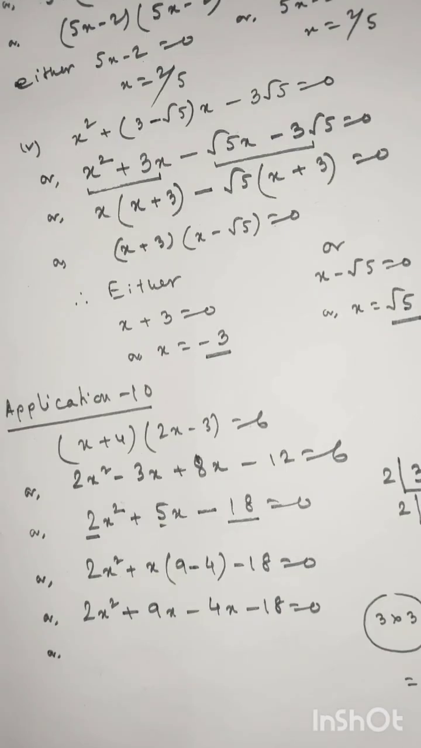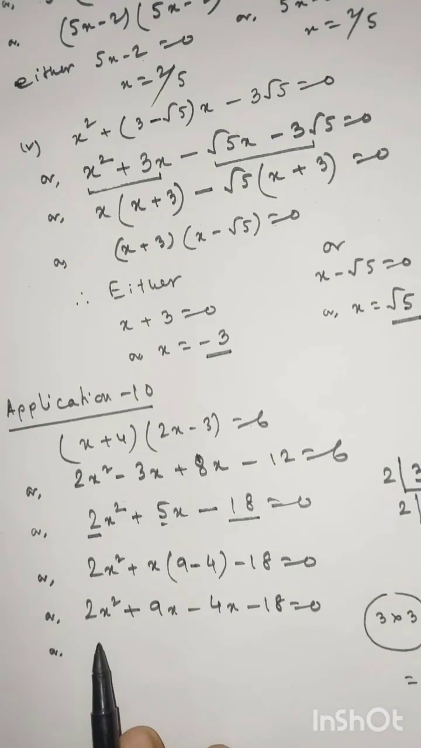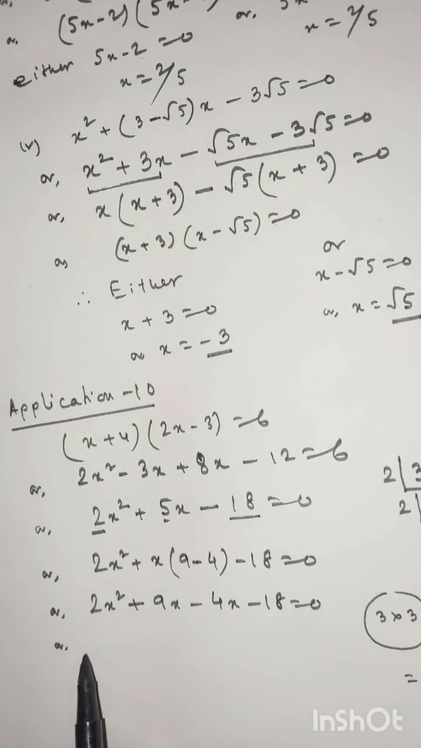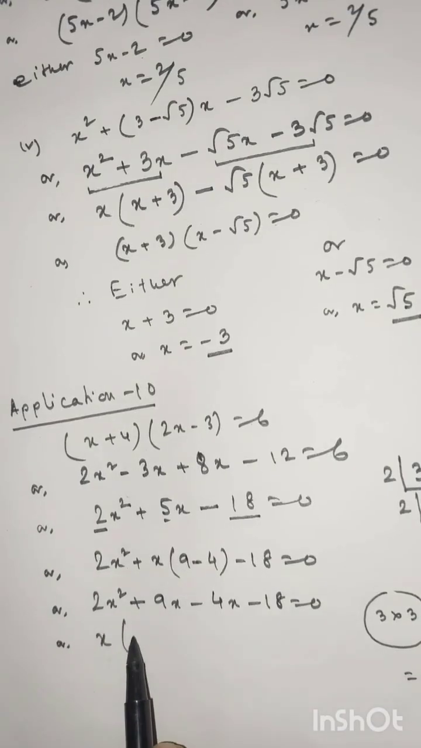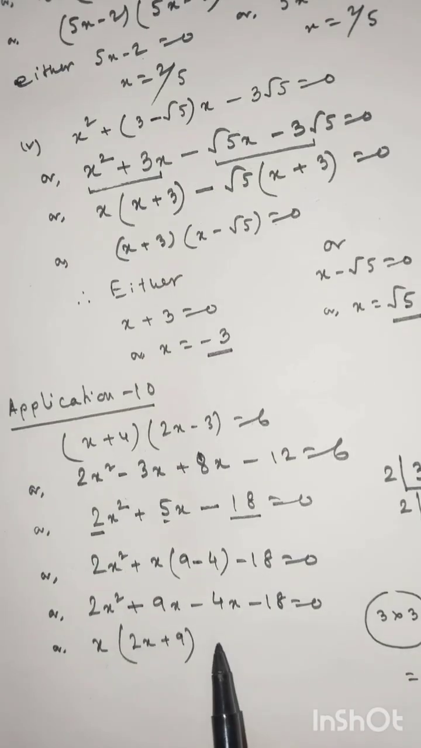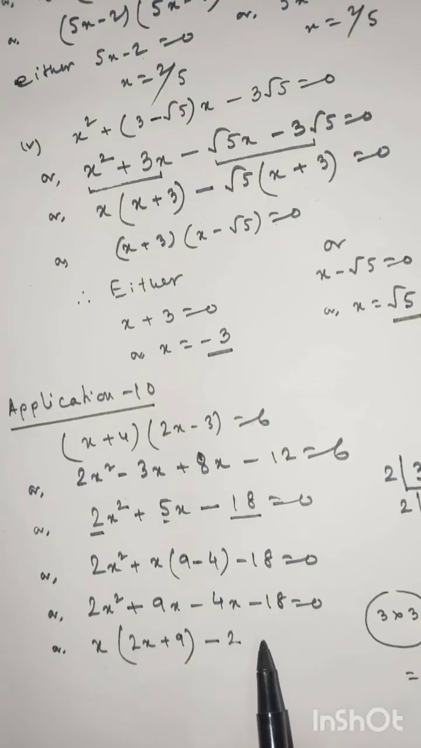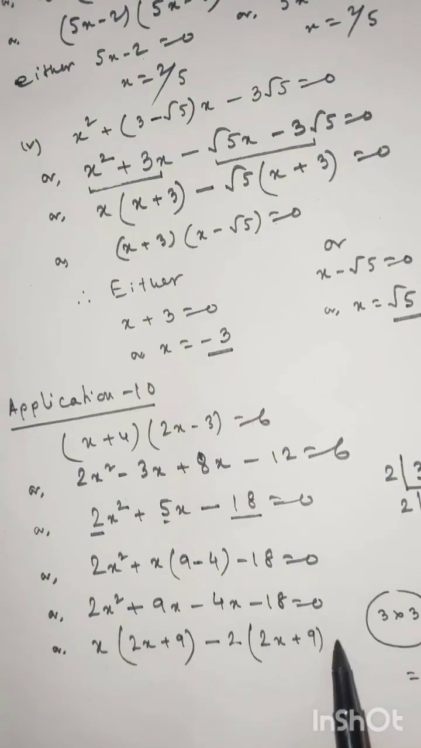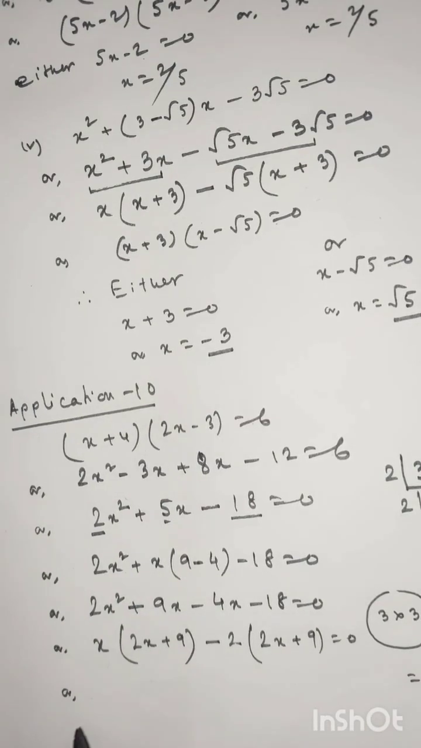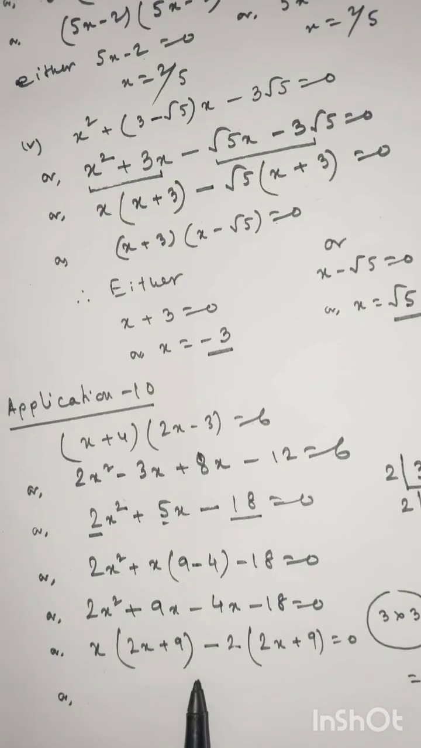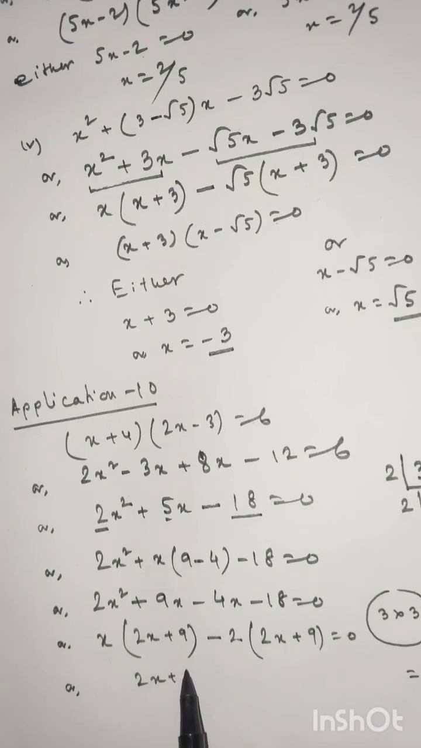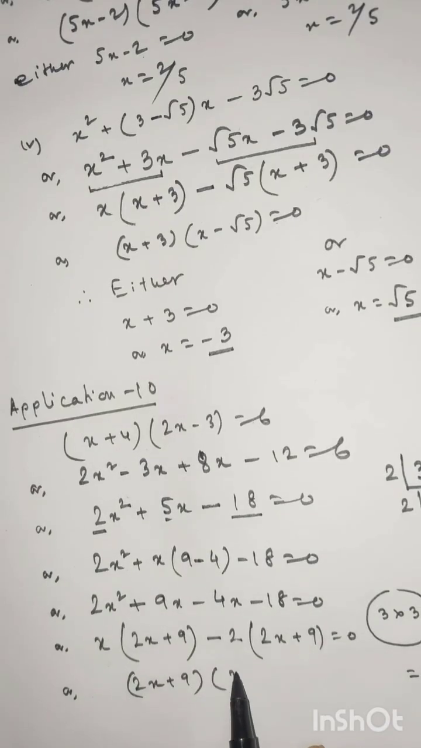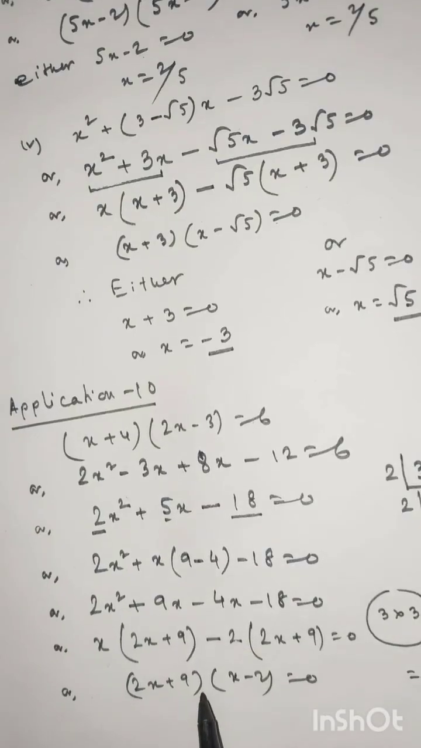If we take x common from these two quantities, we get 2x plus 9, and if we take minus 2 common from these two quantities, we get 2x plus 9. Or if we take 2x plus 9 common, we are left with x minus 2. So these are the two factors.